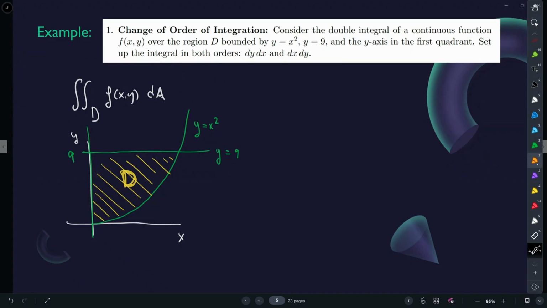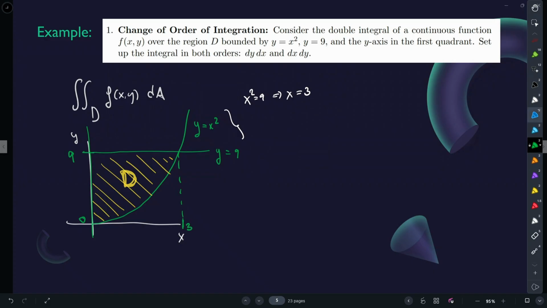And I need a tiny bit more information. I need to know where these two intersect, so I know what the limit of x is. I know the limit of y is between 0 and 9. So the limit of x, if x squared equals 9, then x is plus or minus 3. But in this case, we're talking about positive values, so x is 3. So this number here is the number 3.